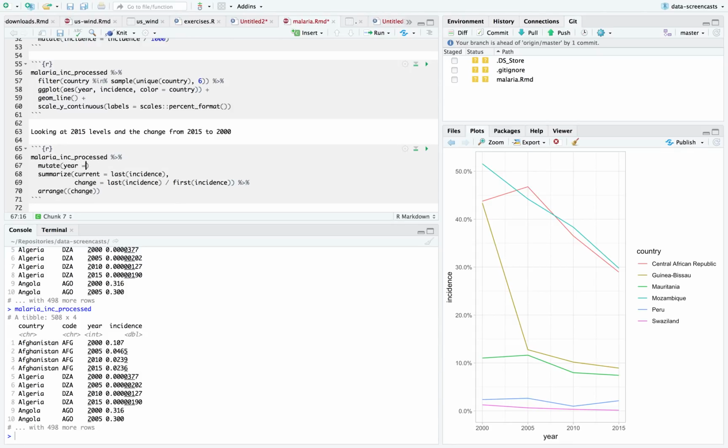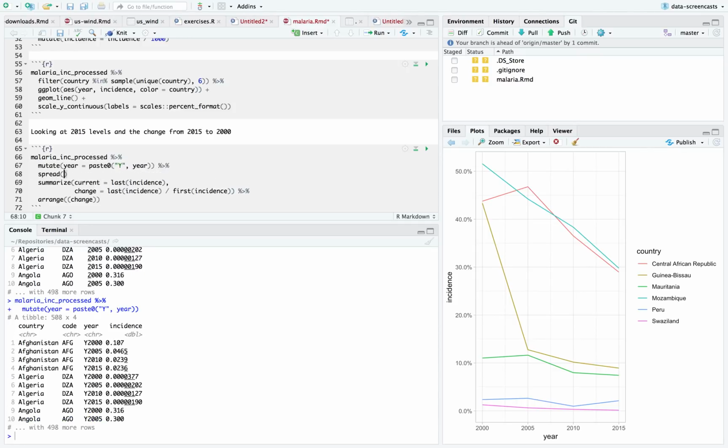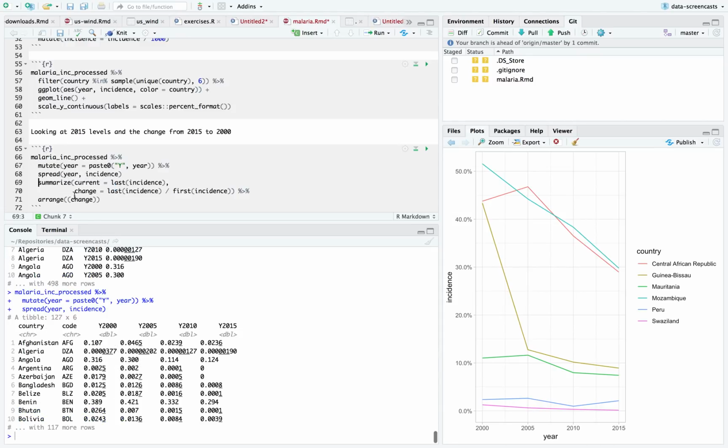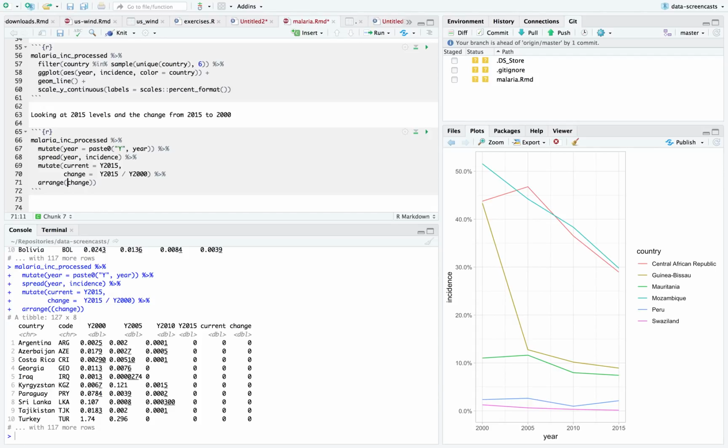let's change the year variable. Say we add a y onto the start of our year variable and spread from the tidyr package, year by incidence. Now we have one row for each year. And now we have current and change here. Current is just y2015, and change is y2015 divided by y2000. Now arranged by ascending change.